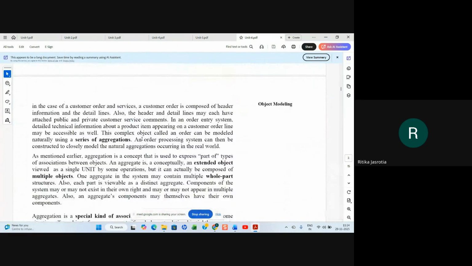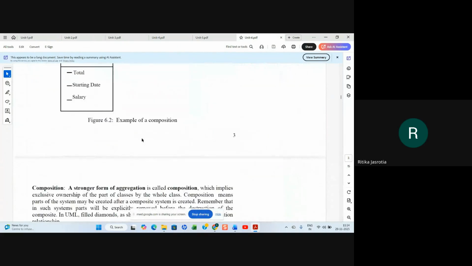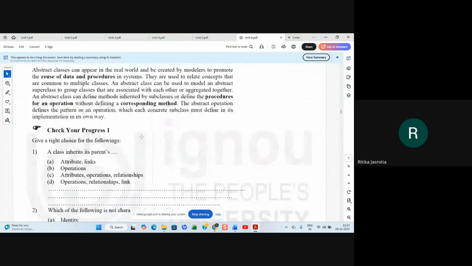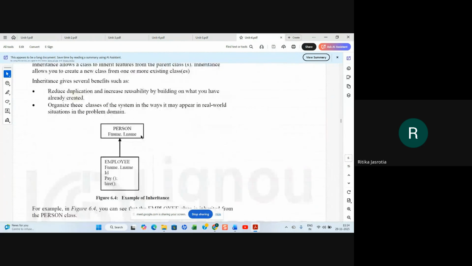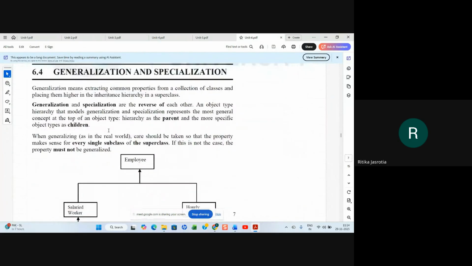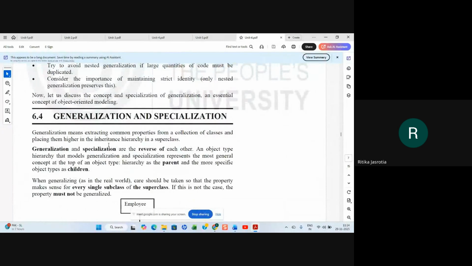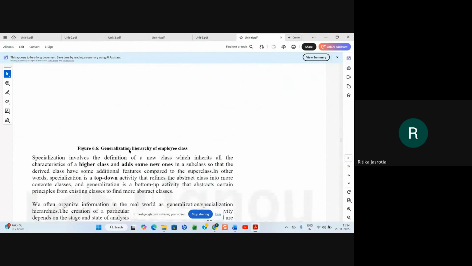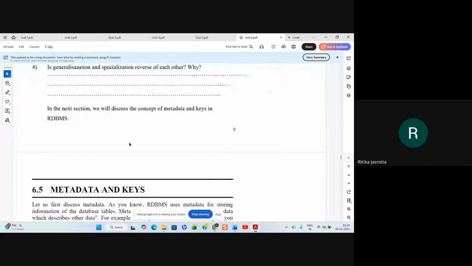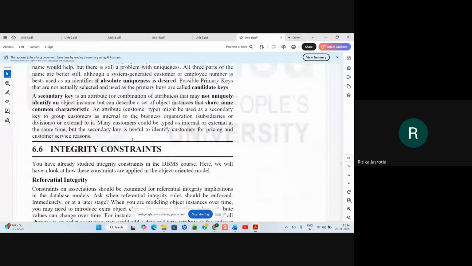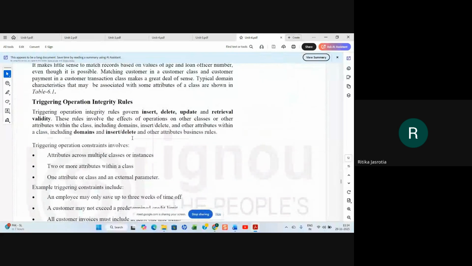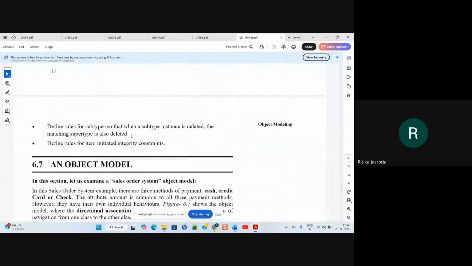Aggregation is explained in this. Composition is also shown. Abstract class is there. Multiple inheritance is there. Generalization and specialization: if you are asked a question about generalization and specialization, it is given in block 2 unit 6. Metadata and keys, integrity constraint, domain integrity and trigger operation integrity rules, object model.